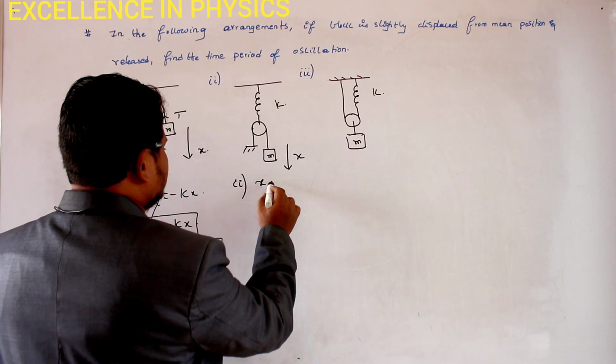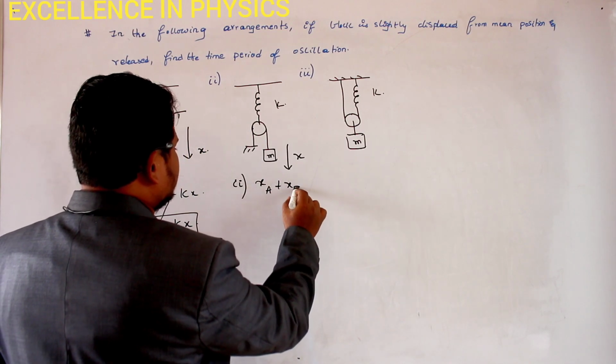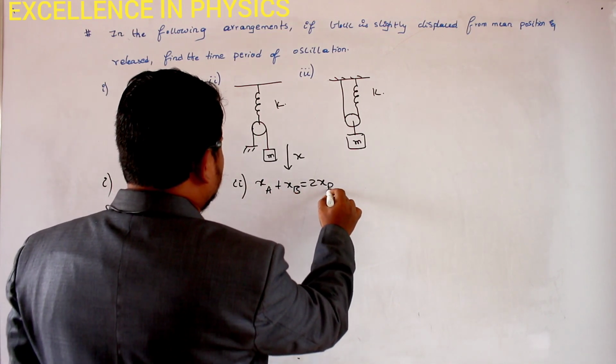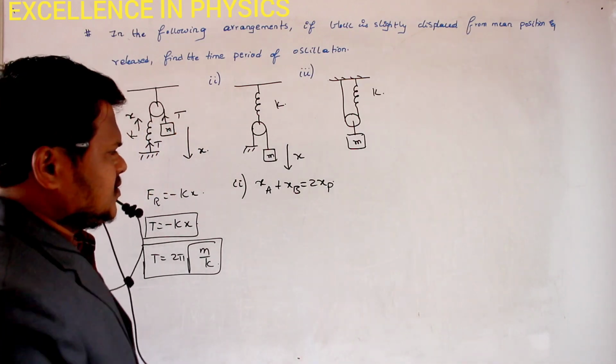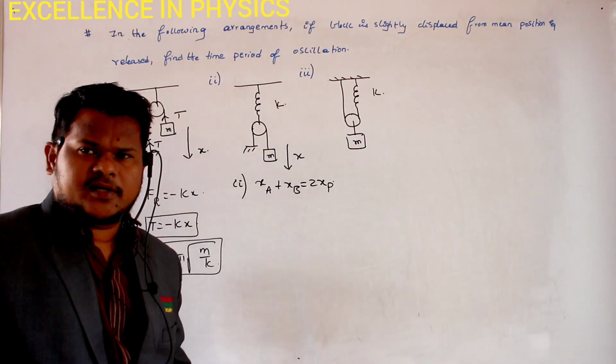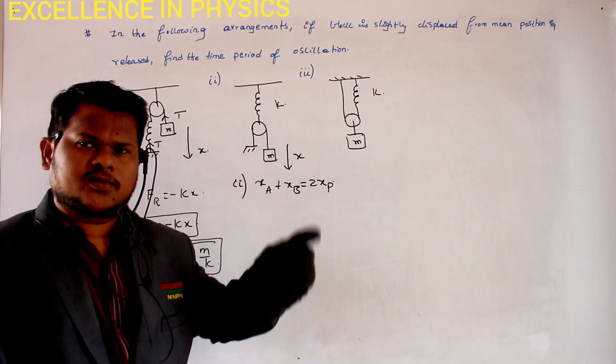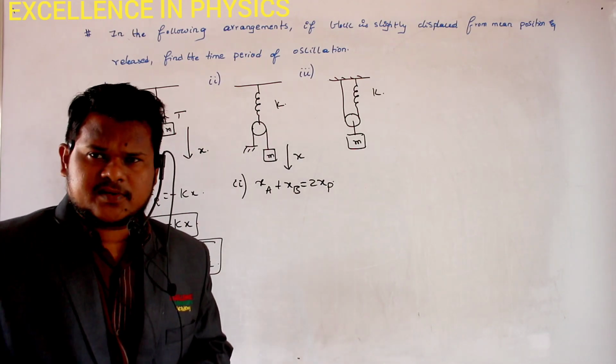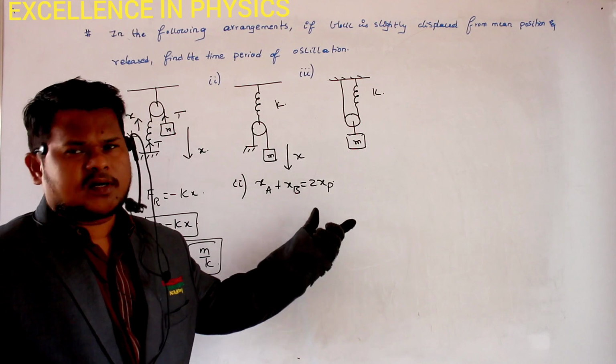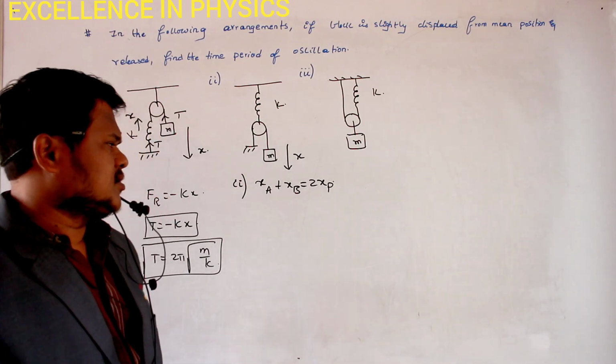Let us see. I can write xa plus xb is equal to 2xp. This is the relation which we have already derived in the constraint relation concepts. If you are not aware of these equations, go to the playlist of constraint relations on this channel, where you can find very beautiful concepts in those constraint relation topics.